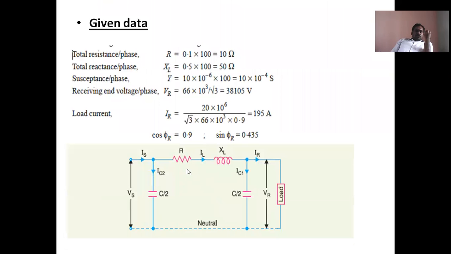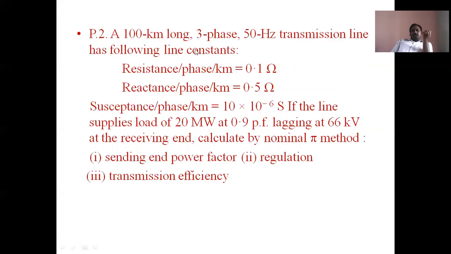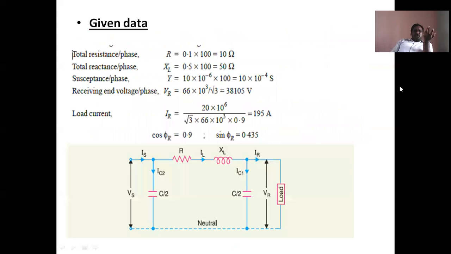So from this, the given data: total resistance per phase R is equal to 0.1 into 100, that is 10 ohm. Because this is a 100 kilometer line, 100 kilometer means that is a medium transmission line. Total reactance per phase is 0.5 into 100, 50 ohm. Susceptance per phase is equal to 10 into 10 power minus 6 into 100, 10 into 10 power minus 4 Siemens.